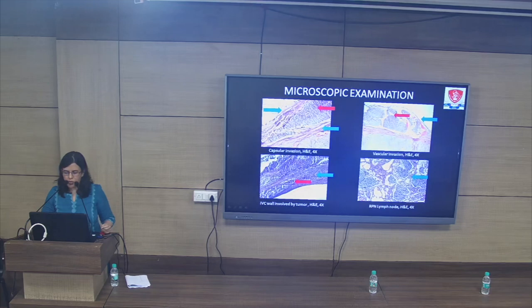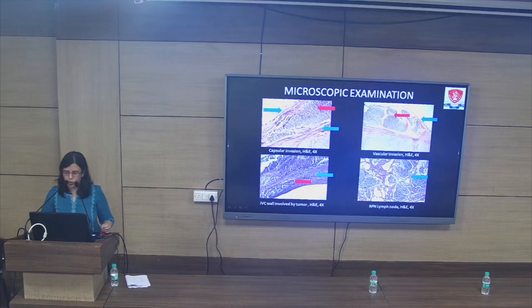There was evidence of vascular invasion as well, where we could see tumor cell nests, as pointed by the red arrow, which were present within the endothelium-lined blood vessels, pointed by the blue arrow. You can see certain RBCs also here in the vessel. The IVC was involved by the tumor, wherein we can see these tumor cell nests penetrating and infiltrating into the IVC wall, which is pointed by the blue arrow.